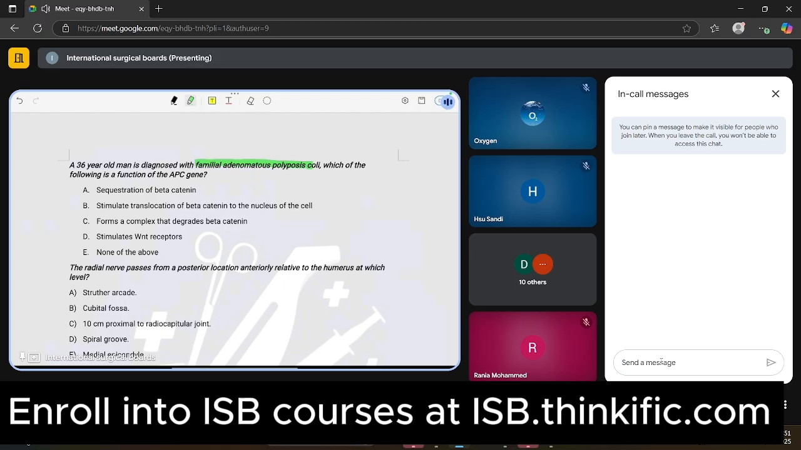So option A says sequestration of beta-catenin. Option B says stimulates translocation of beta-catenin to the nucleus of the cell. Option C says forms a complex that degrades beta-catenin. Option D, stimulate WNT pathway. And option E, none of the above. That's the question. Okay, so let's come back to the explanation.